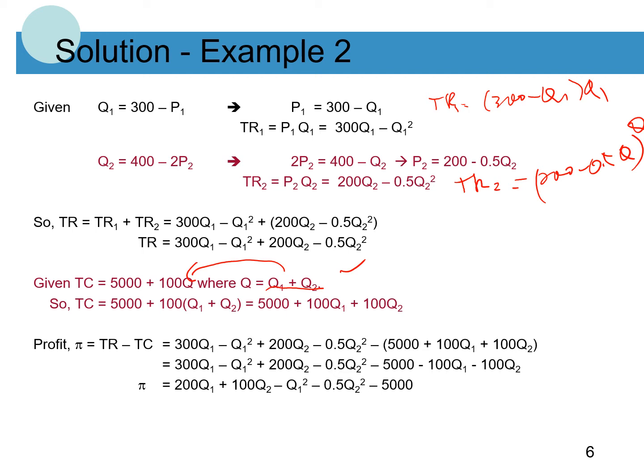Therefore, from here, we can identify the profit function, that is TR minus TC, that is equal to 300 Q1 minus Q1 square plus 200 Q2 minus 0.5 Q2 square, then minus the total cost. Therefore, we have to put it into the parentheses. Therefore, we have minus 5000 plus 100 Q1 plus 100 Q2. Okay, when we solve it, we found that the profit function is given by 200 Q1 plus 100 Q2 minus Q1 square minus 0.5 Q2 square, then minus 5000.